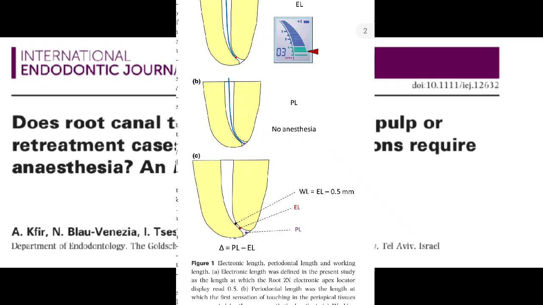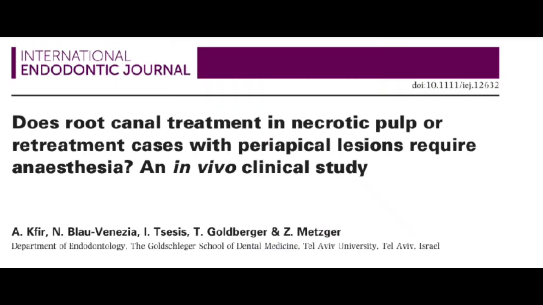In conclusion, in root canals of necrotic pulp or retreatment cases associated with preapical lesions, length measurement with an electronic apex locator allowed painless treatment without the use of local anesthesia. There was no difference in this respect between primary root canal treatment and retreatment cases.